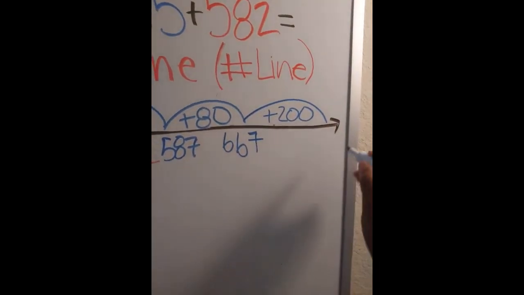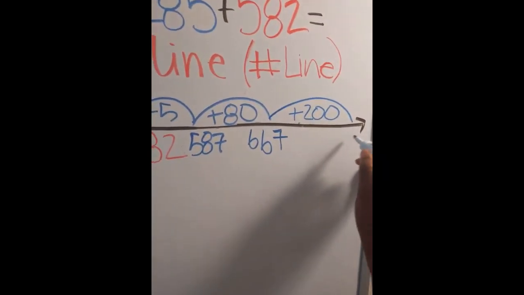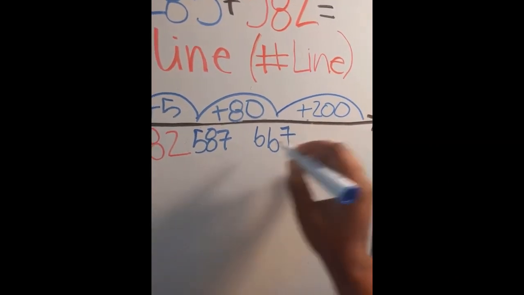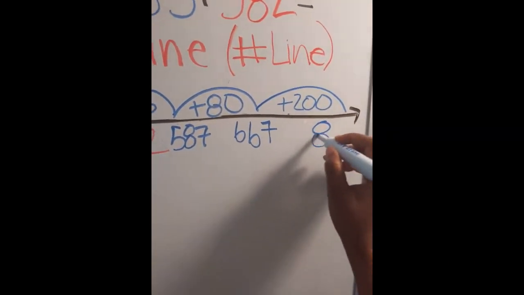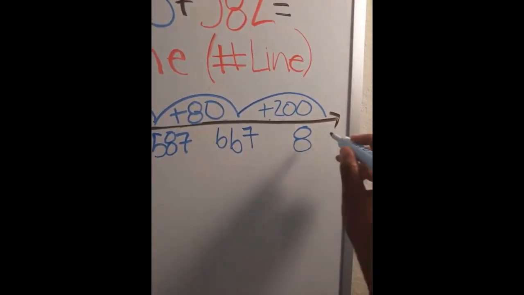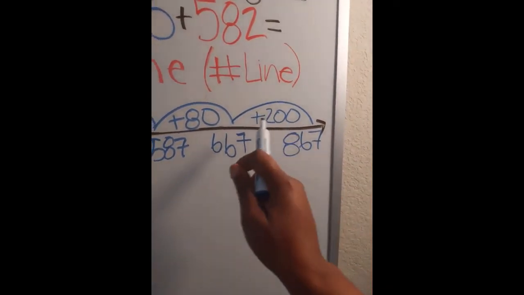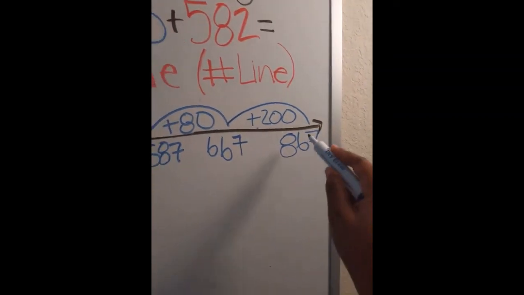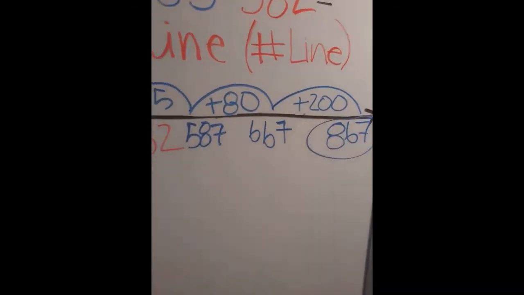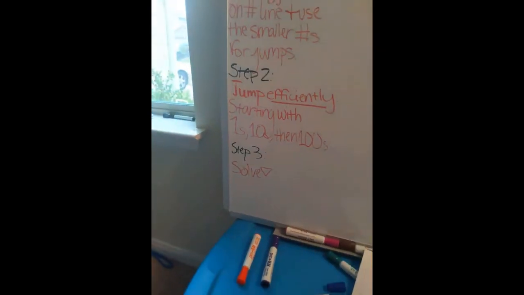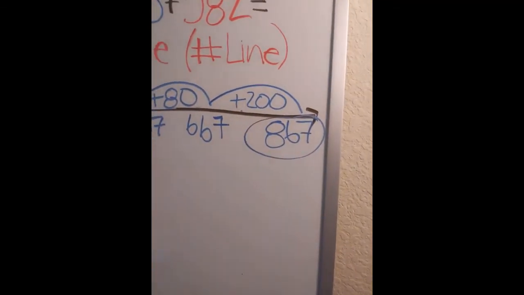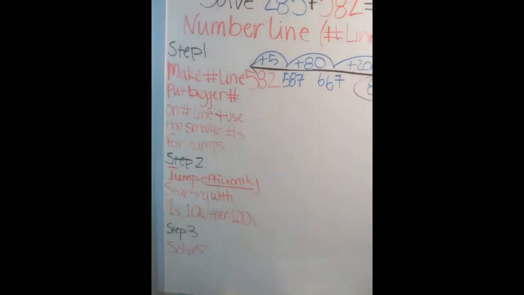667 plus 200, the only place value that should change is the hundreds place. 6 plus 2 should give us 800, so 8 in the hundreds place, and then we don't change any of the other place values because we only added the hundreds there. We should have gotten 867. So our step 3 to solve, we should have gotten the answer 867.